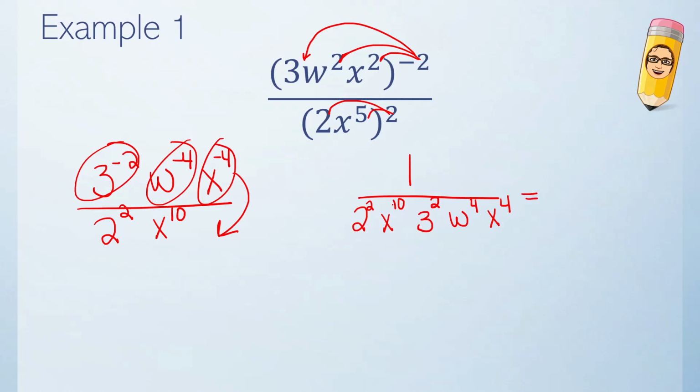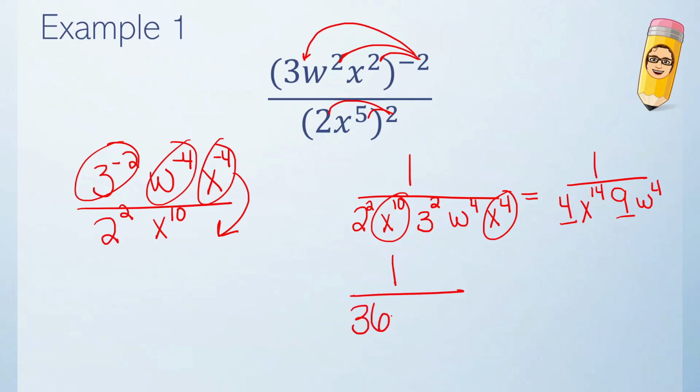Okay? Now let's do some simplification. Let's combine some terms. I'm going to get 1 over 2 squared is 4. x to the 10th, notice I can group him with his friend. They are multiplied, so the product rule is coming into play. That would be x to the 14th. 3 squared is 9, and then I have a w to the 4th. Now be very careful, you're not done, because we do need to multiply that 4 and that 9. So I'm going to get 36 x to the 14th, w to the 4th.